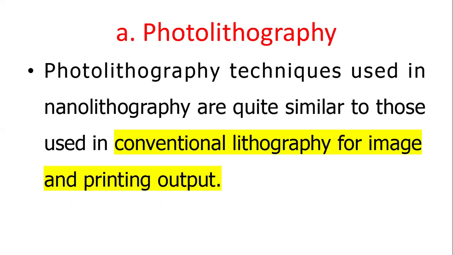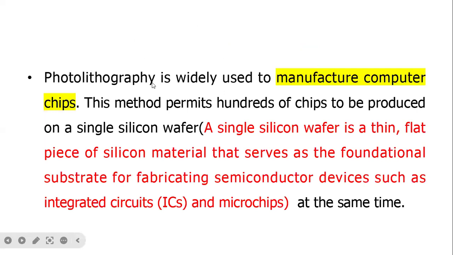First of all, photolithography. The techniques used in nanolithography are quite similar to those used in conventional lithography for image and printing output. Photolithography is widely used to manufacture computer chips. This method permits hundreds of chips to be produced on a single silicon wafer at the same time.